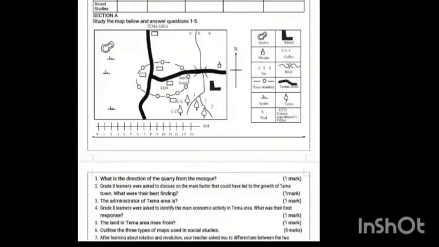Question 6. Outline the 3 types of maps used in social studies. So in case you don't know, you just say SAT. SAT ya kukaa. So S will be for sketch maps, A for atlas maps, and T for topographic maps. So essentially we have 3 main types of maps used in social studies: sketch maps, atlas maps, and topographic maps.